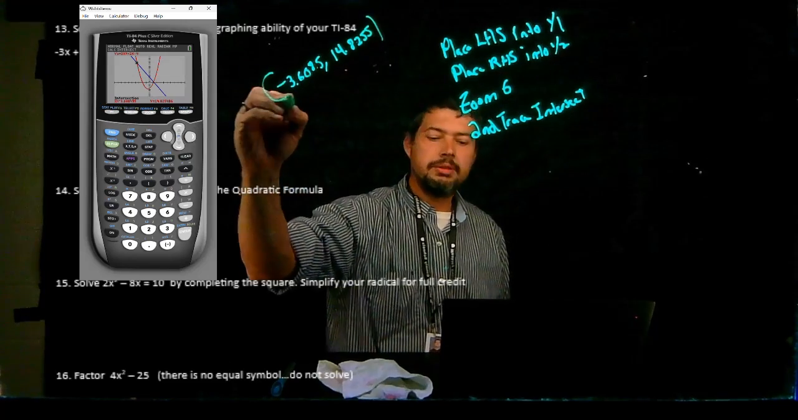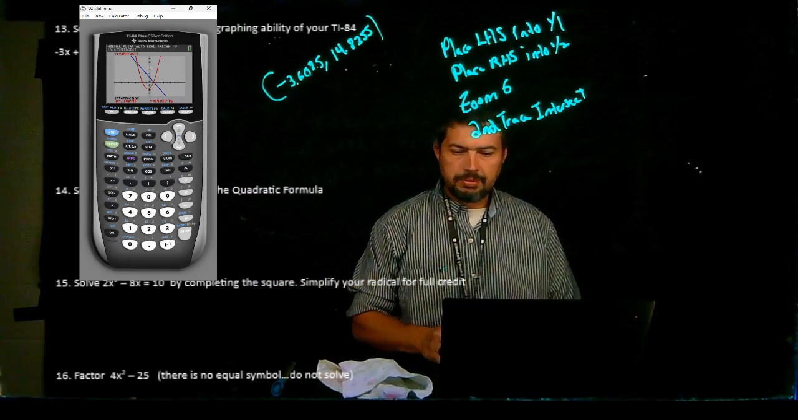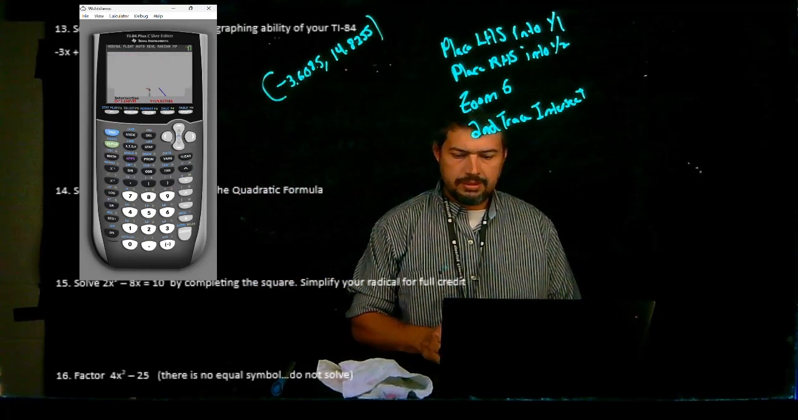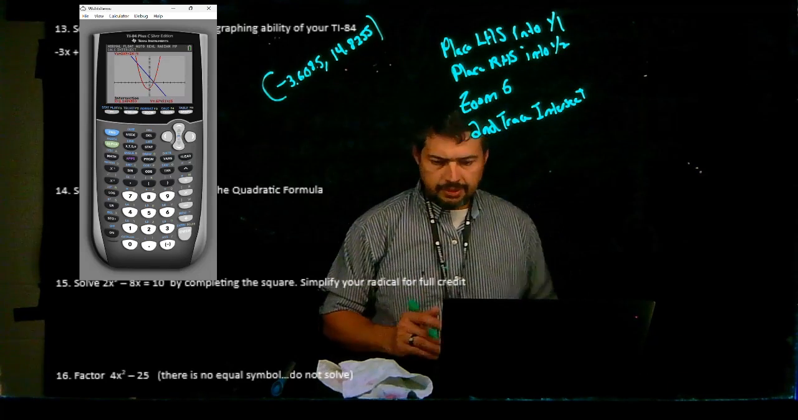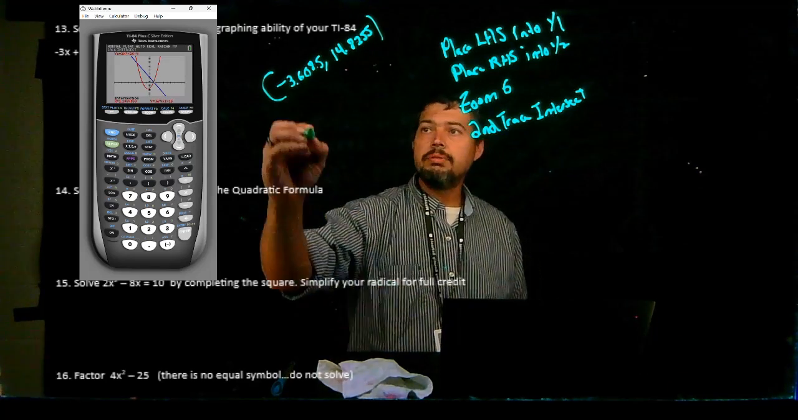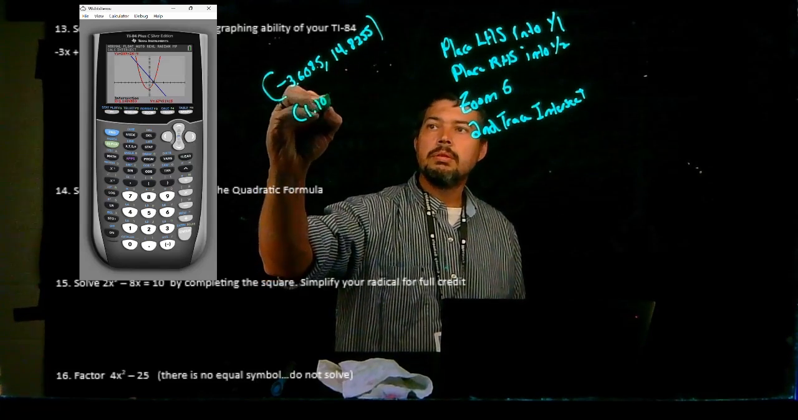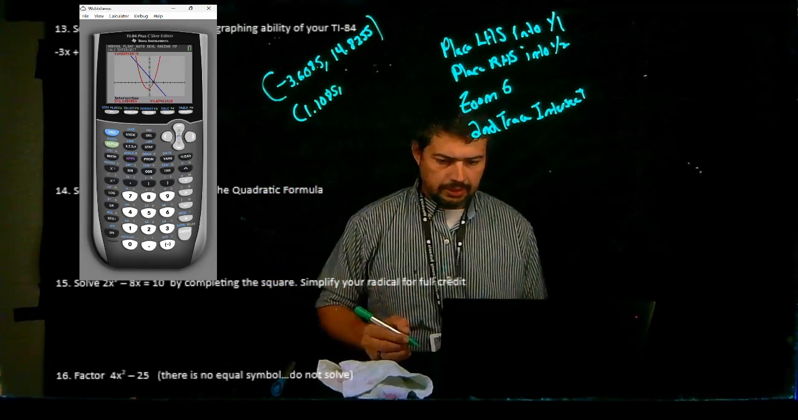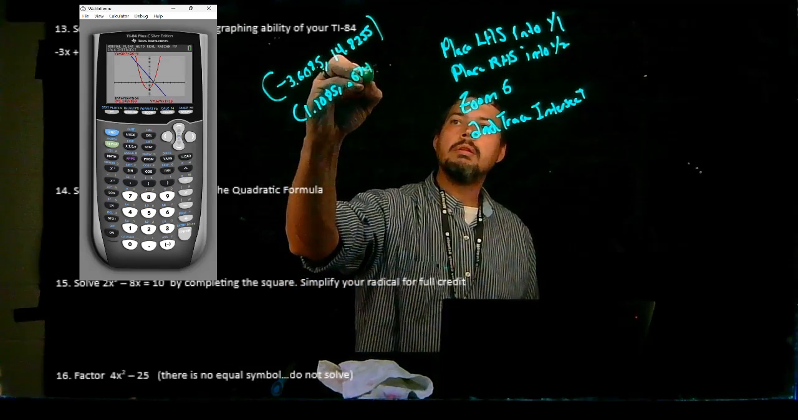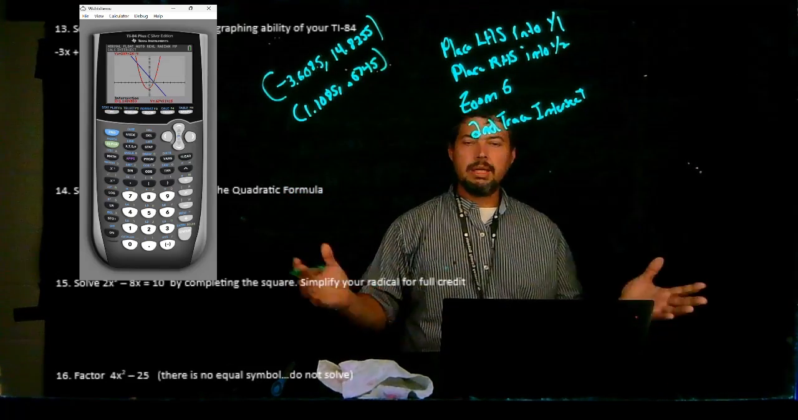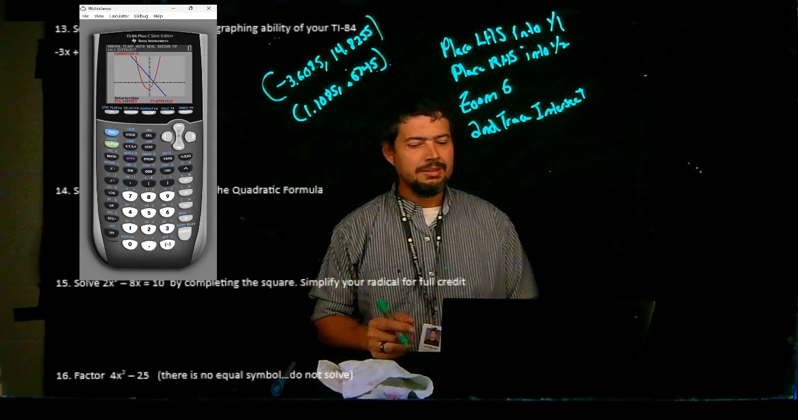There's one answer. Back through the process here. Second, trace 5. Get close. Press enter 3 times. And here's the other one, 1.1085 and 0.6745. Ta-da!